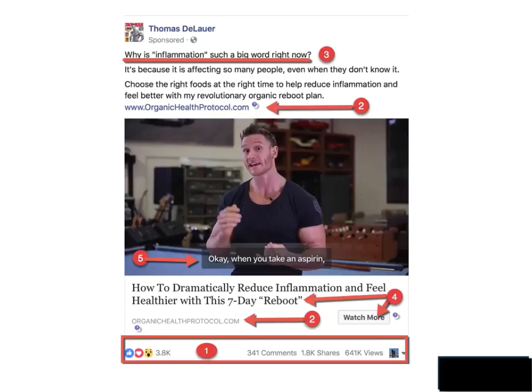Okay. Number four, if you look at number four here, you look at the calls to action and the statements. How to dramatically reduce. This is also crucial in the ad's performance because it's making a statement and it's also giving a result in advance. So if you look at how it's broken down, it's: if you do this, you will get this, and this is how. This is crucial. This little detail right here of how this ad is structured: how to dramatically reduce inflammation and feel healthier with the 7-day reboot.